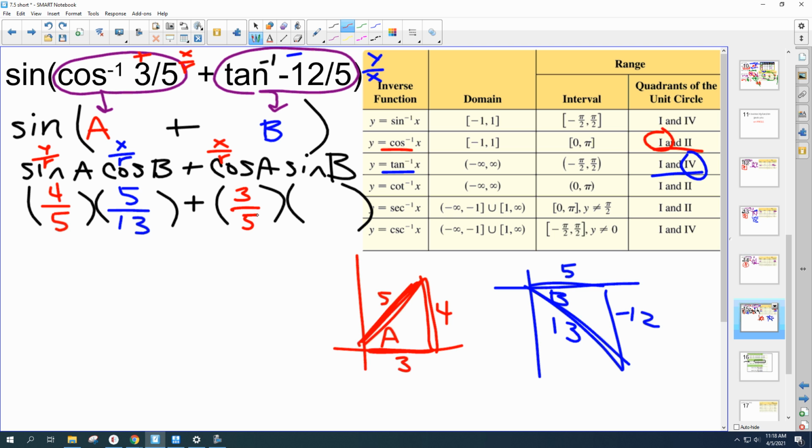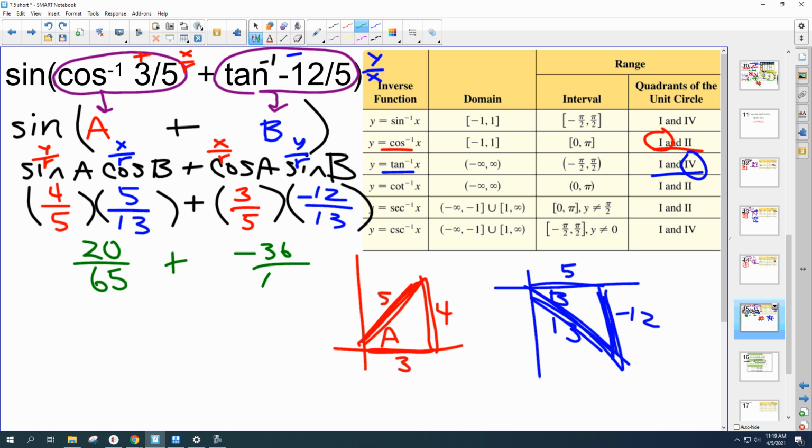And sine B, switch back to the other picture, sine is y over r, negative 12 over 13. All that's left is just to clean up the fraction. You get 20 over 65 plus negative 36 over 65 is negative 16 over 65.